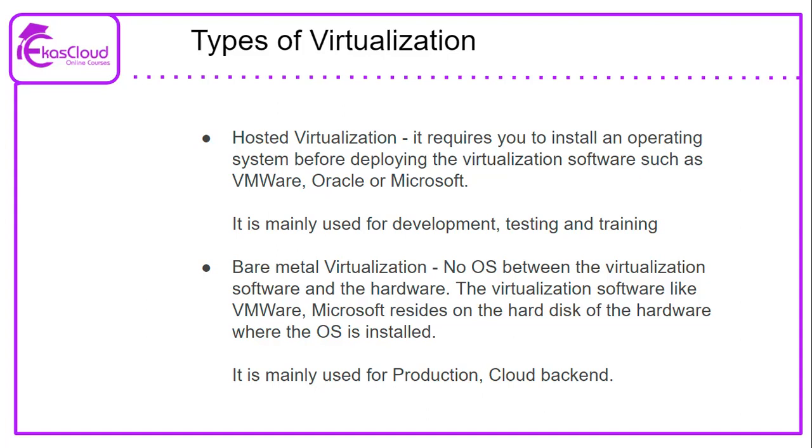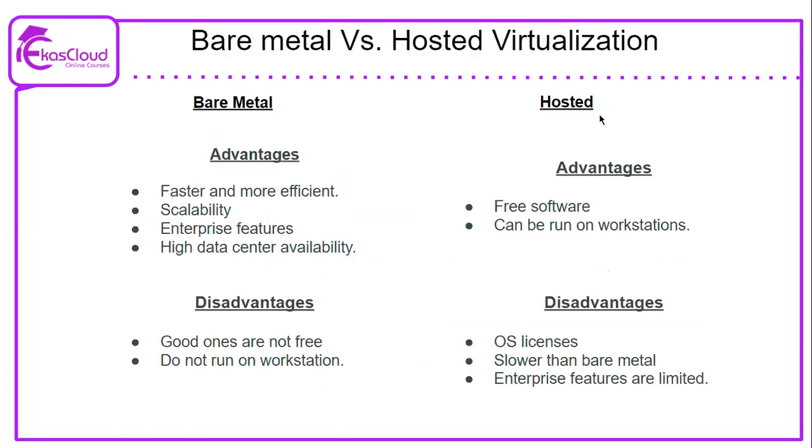Whereas in bare metal, there is no operating system in between these two layers. So this software runs directly on the hardware of that machine. This is the main difference between these two. They have different uses based on their advantages and disadvantages. On the next screen, we will look at a few advantages and disadvantages and then talk about where we use hosted and where we use the bare metal type of virtualization.